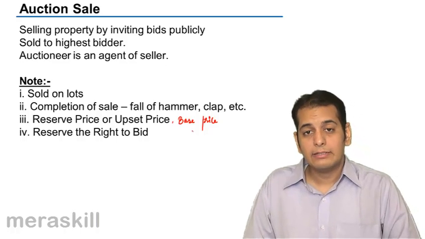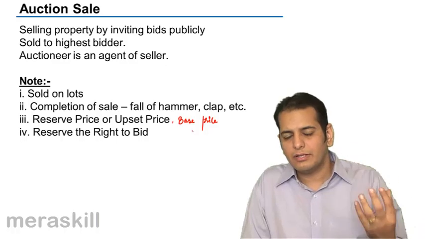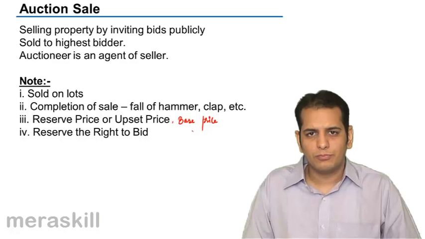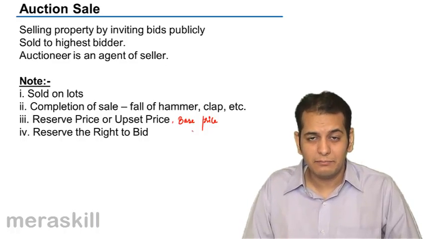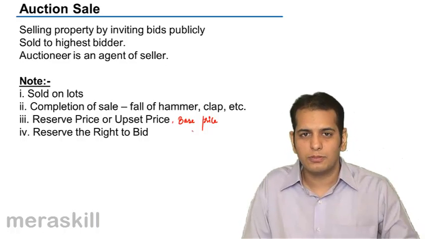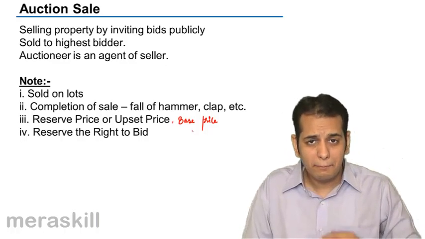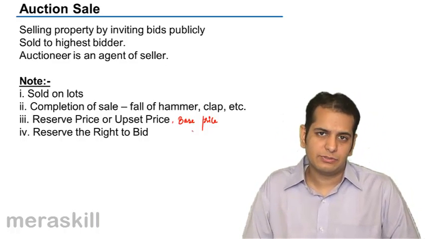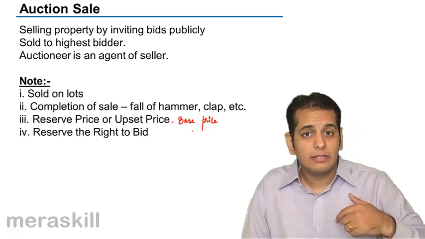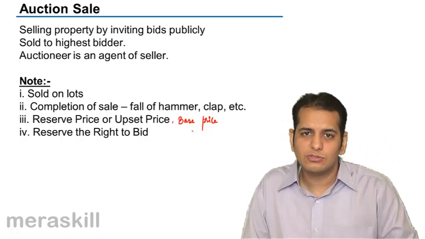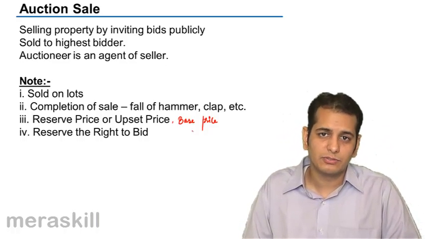Next, this is a very difficult thing to understand: a seller is inviting bids from the prospective buyers. At the same time, he may also bid himself. But if he does that, he'll have to disclose it to the buyers. He may do it, but if he does it, he'll have to disclose this fact to the prospective bidders, prospective buyers.